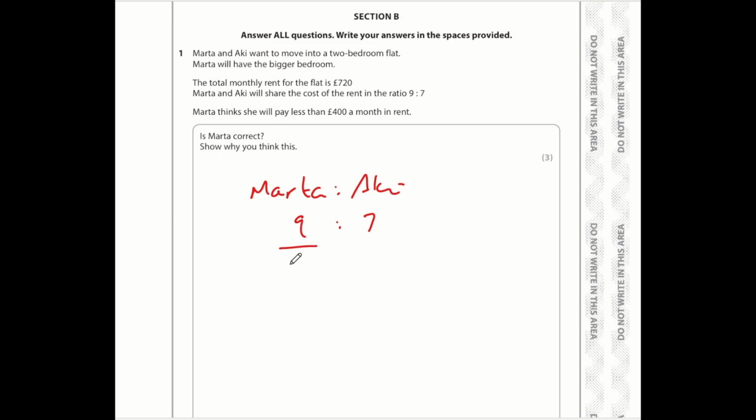Well, she will pay 9/16 and Aki will pay 7/16. So where does the 16 come from? It's 9 plus 7 gives you 16. So turning a ratio into fractions is pretty easy, as you can see. So all we need to do is work out 9/16 of 720.